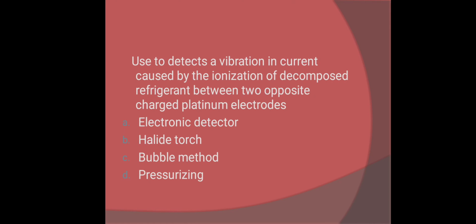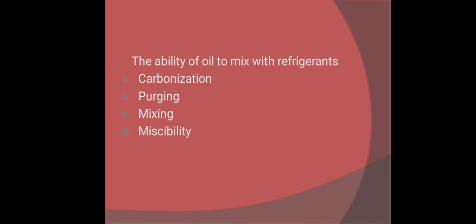Next, used to detect a vibration in current caused by the ionization of the composed refrigerant between two opposite charged platinum electrodes. Sagot natin dyan ay electronic detector. Letter A. Next, the ability of oil to mix with refrigerants. Sagot natin dyan ay miscibility. Letter D.